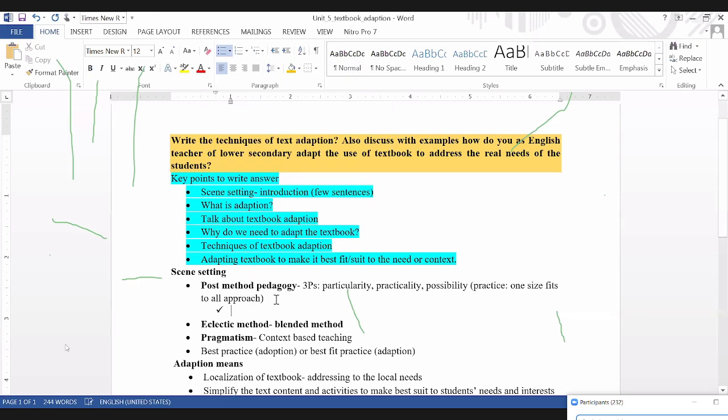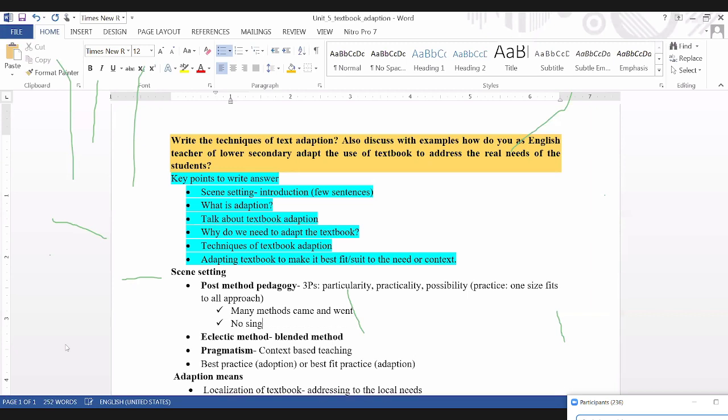Okay. So this is how the concept of post-method pedagogy emerged in the field of language teaching and learning. If we see the history of language teaching and learning, many methods came and went. No single method could address classroom reality, because classroom reality is different.